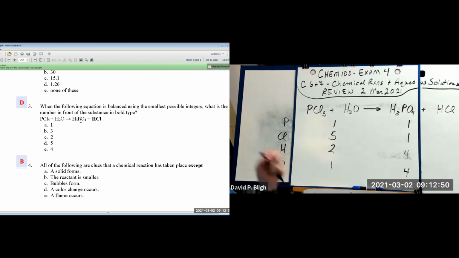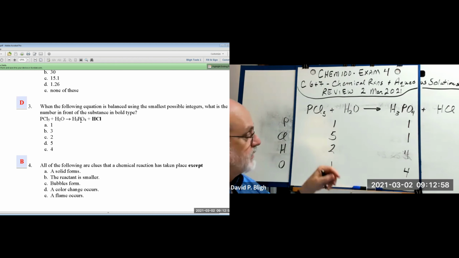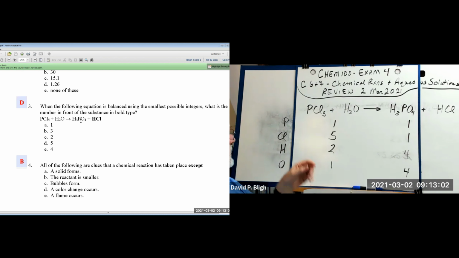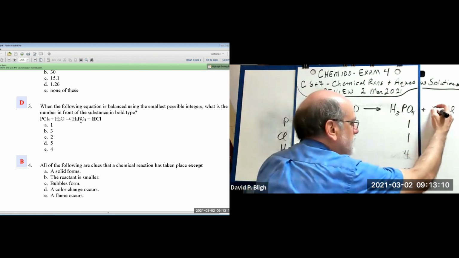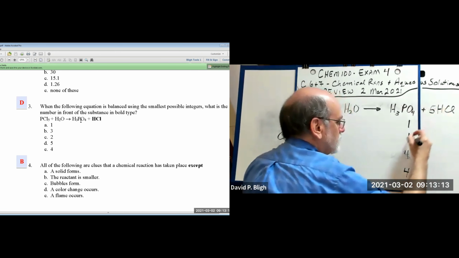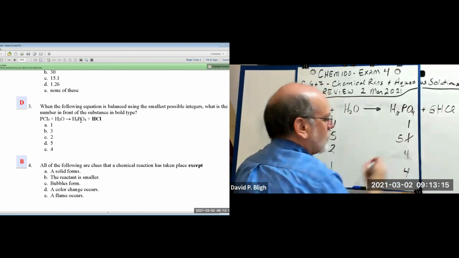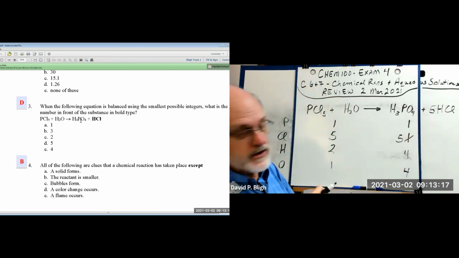Now, where would we start? Well, the phosphorus is already balanced. I mean, that may not hold. It will probably change, but for now, we can leave that one alone. Next in line is chlorines. Right? So we could go with chlorine. Say we need 5 chlorine. So we put a 5 here. That makes 5 chlorines.